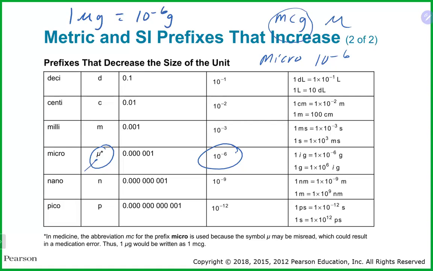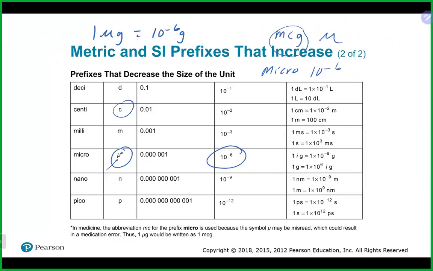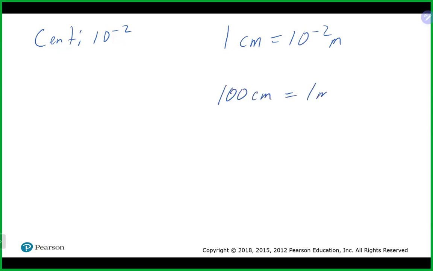Now, for example, if we look at centi here, which is 10 to the minus 2. Let's go back maybe a page here. So we have centi, which is 10 to the minus 2. So 1 centimeter, which is the prefix unit, would be 10 to the minus 2 meters.